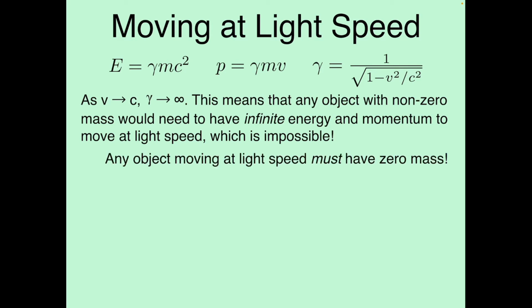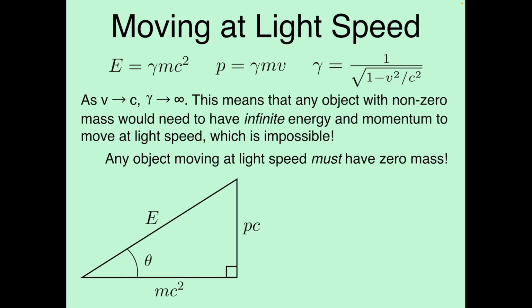What if the mass is actually equal to 0? Well, then we'll have something that's blowing up to infinity, gamma, multiplying m, which is going to 0. Under the right circumstances, that can equal a finite number. So the only way it could be possible for an object to actually move at light speed is if that object has 0 mass. In fact, any object moving at light speed must have 0 mass.